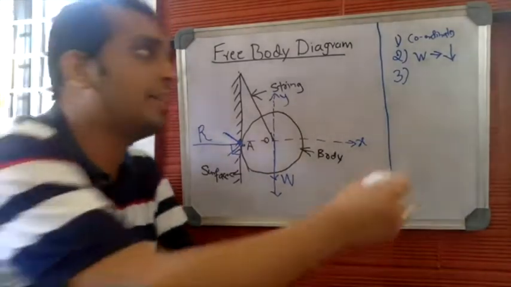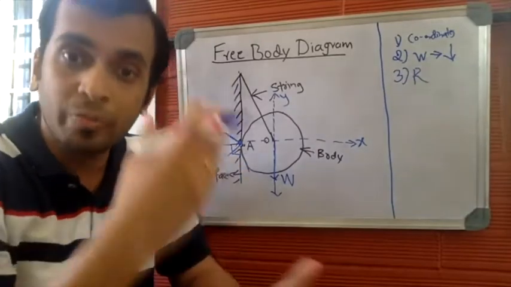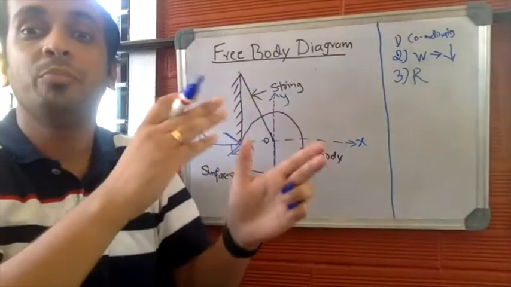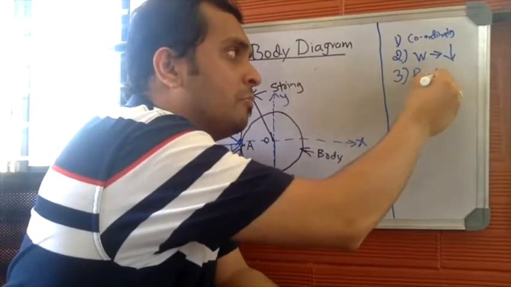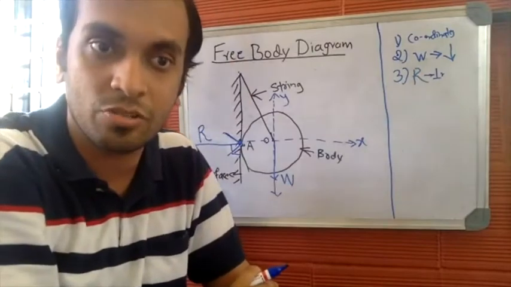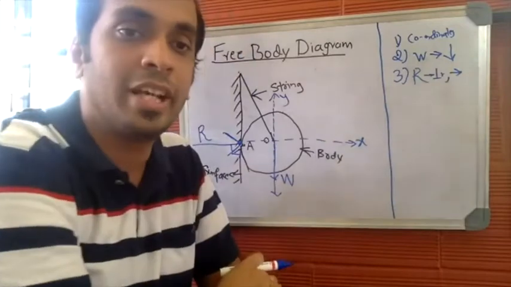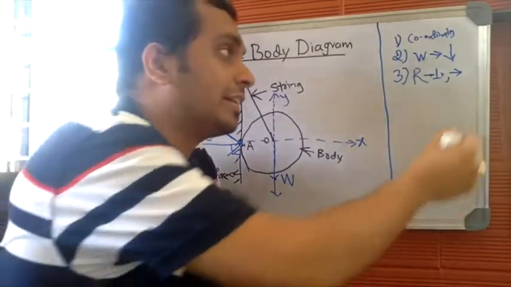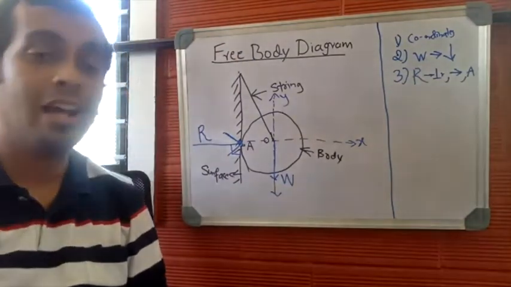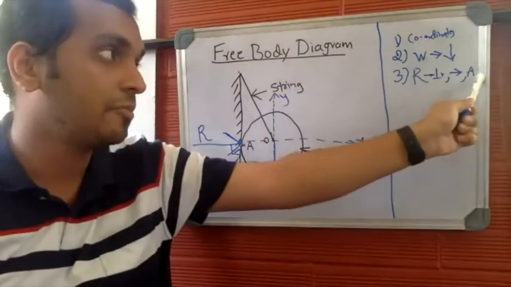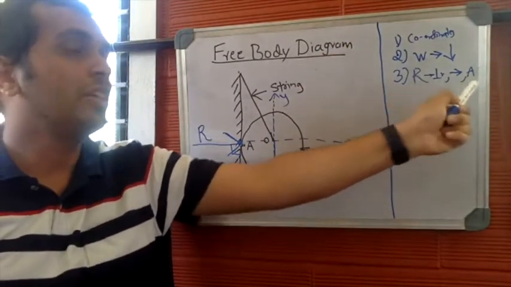Step number 3 is to mark the normal reaction. How to mark the normal reaction? There are some important rules. Normal reaction should always be perpendicular to the surface, and should be directed towards the body. And it should act exactly at the point of contact between the body and the surface. In this case, it is A. Got it? Normal reaction is to be marked by following these 3 rules.